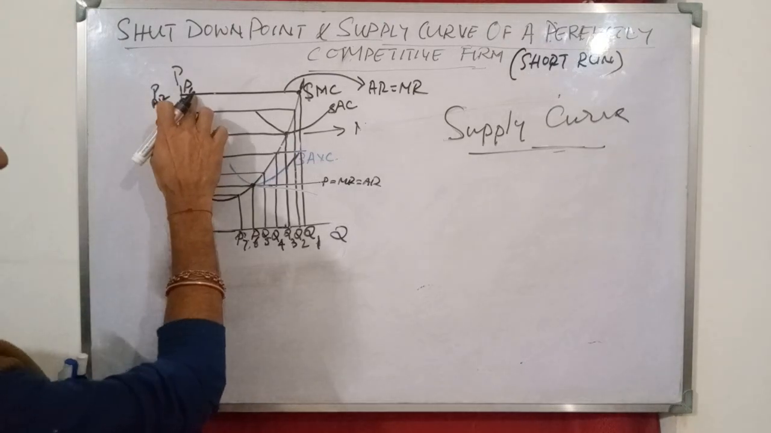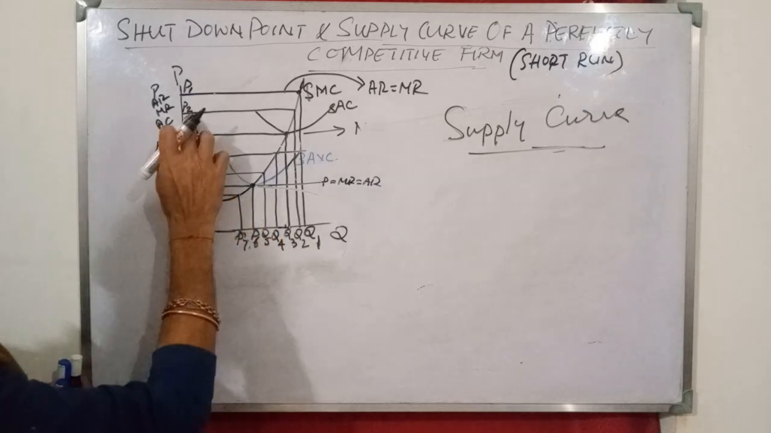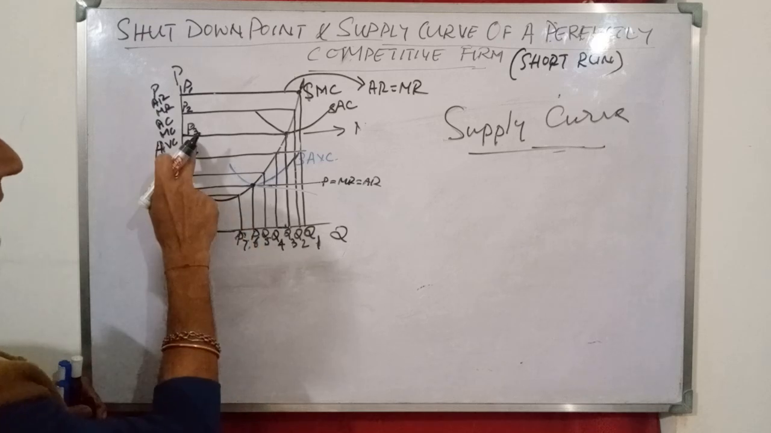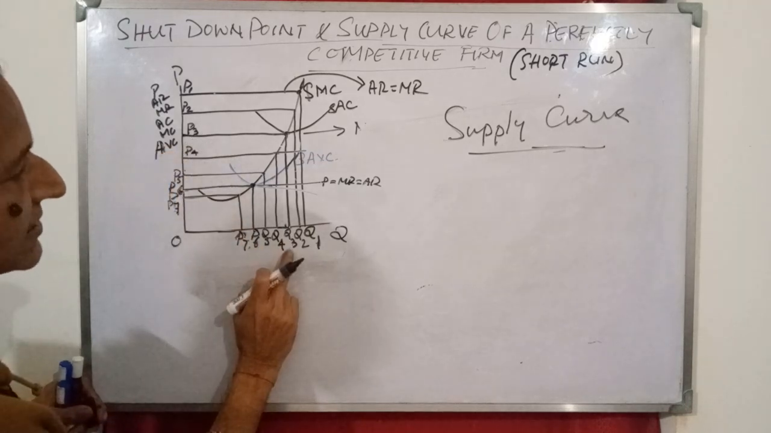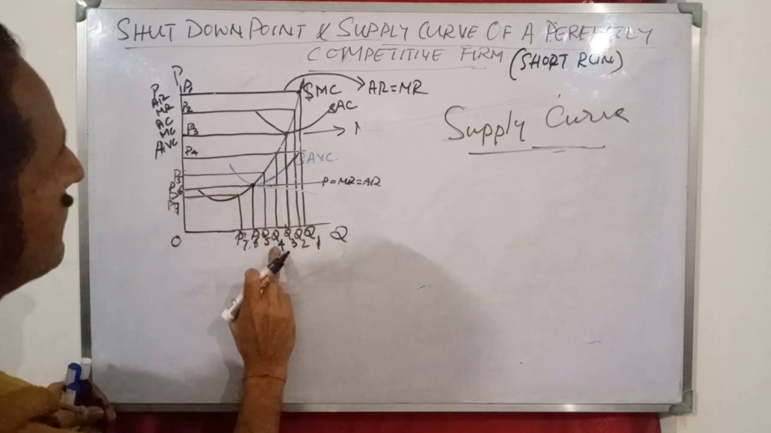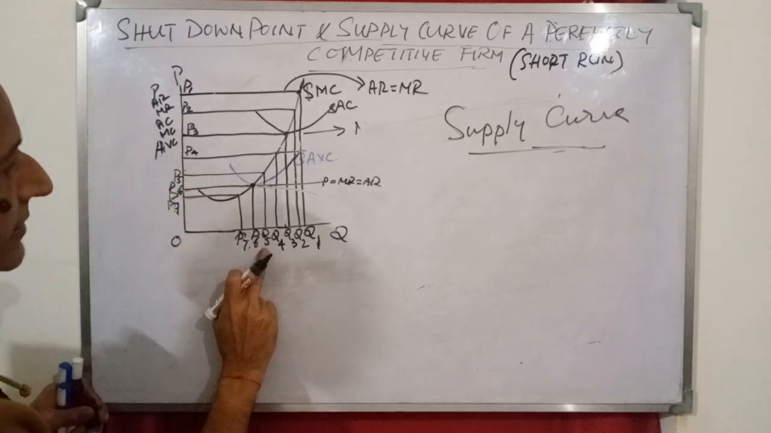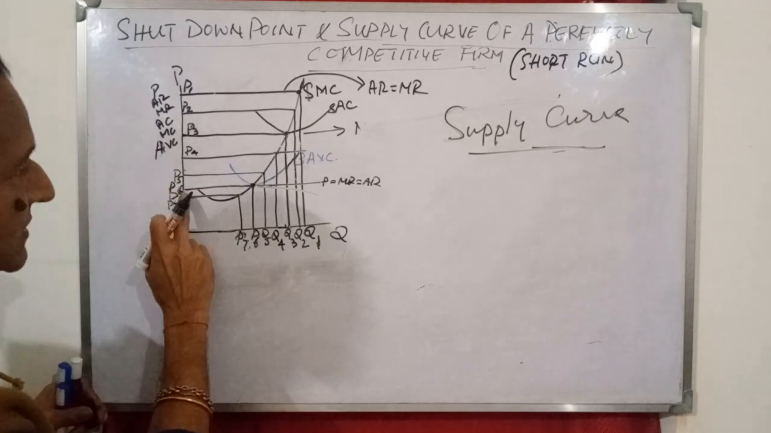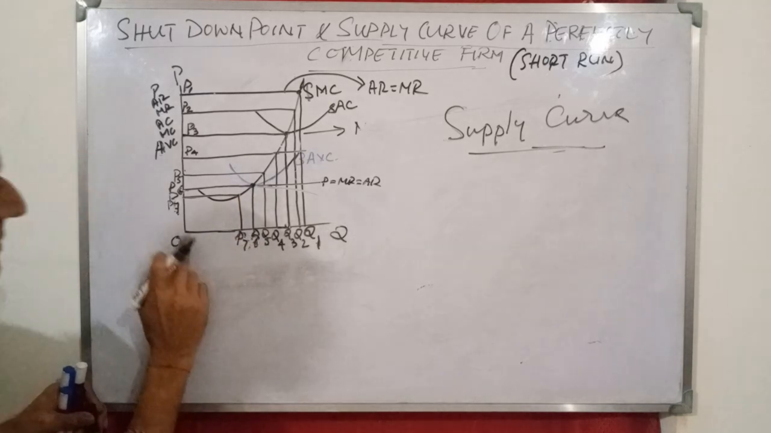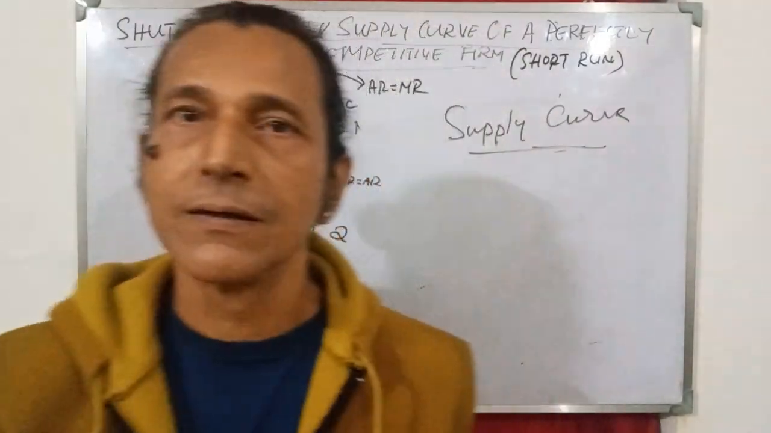Now you see, at P sub 1 price, quantity supplied is Q sub 1. At P sub 2 price, quantity supplied is Q sub 2. At P sub 3 price, quantity supplied is Q sub 3. At P sub 4 price, quantity supplied is Q sub 4. At P sub 5 price, quantity supplied is Q sub 5. At P sub 6 price, quantity supplied is Q sub 6. And at P sub 7 price, nothing is supplied. Isn't it?